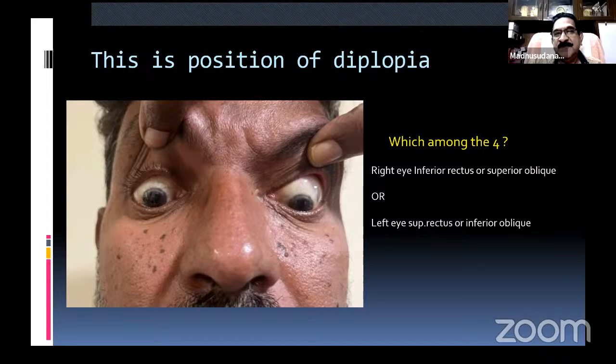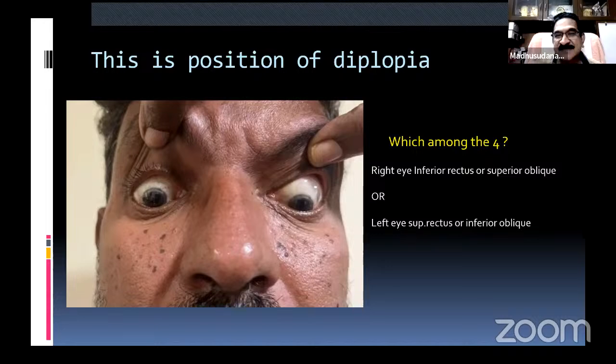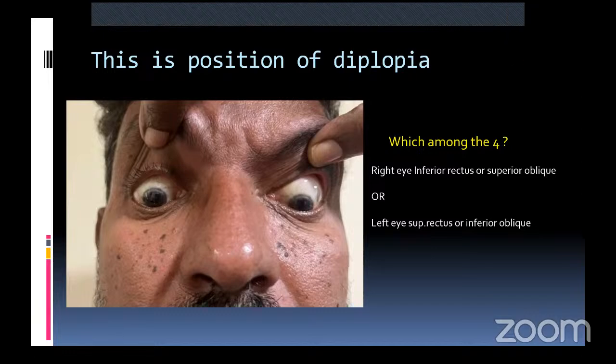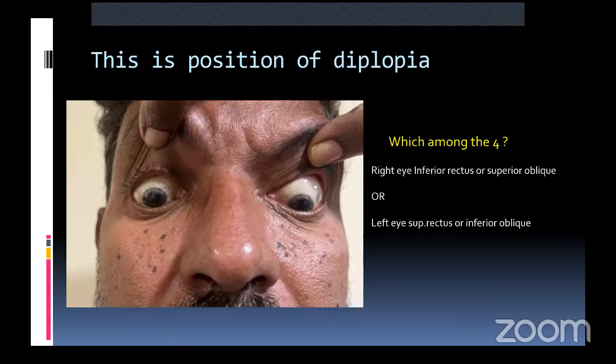See, in this position, all the four muscle weaknesses can be possible. Right eye is at fault. Why do you say the right eye is at fault? I am telling it's the left eye that is at fault, because the position is looking downwards. The left eye is looking down because the elevators are weak. The patient complains of diplopia when looking down.